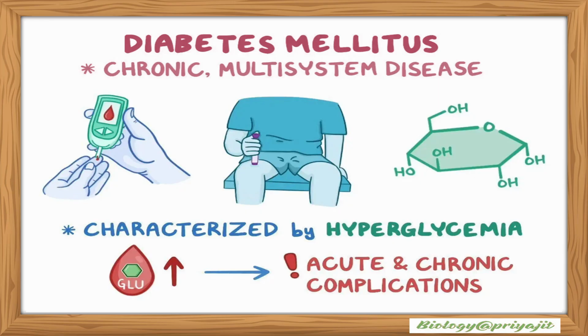If left uncontrolled, high sugar in the blood slowly damages the eyes, kidneys, nerves, heart, and blood vessels. But the good news is, with early diagnosis, healthy lifestyle, medicines, and regular monitoring, diabetes can be controlled and its complications can be prevented. In this class, we will explore what diabetes is, why it happens, the different types of diabetes, and how it can be managed. Let's break it down step by step and make this important topic easy to understand.